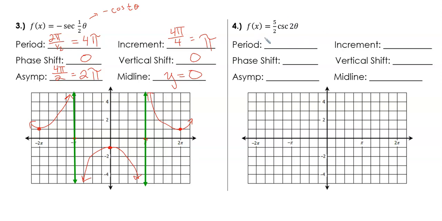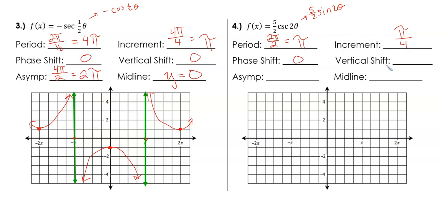All right. So with number 4, when we're looking here, we're graphing a cosecant graph. So if we think about this as 5/2 times the sine of 2 theta, we want to kind of graph that graph, at least those points, and then we'll know where our asymptotes are and where our parabolas go. So our period is always 2 pi over b. My b value here is 2. So I have a pi. My increment is always pi over 4.